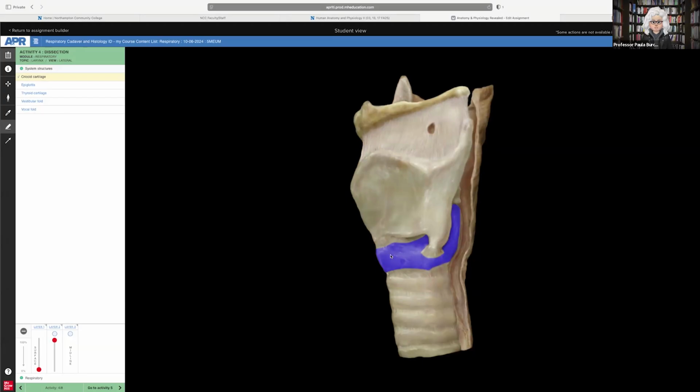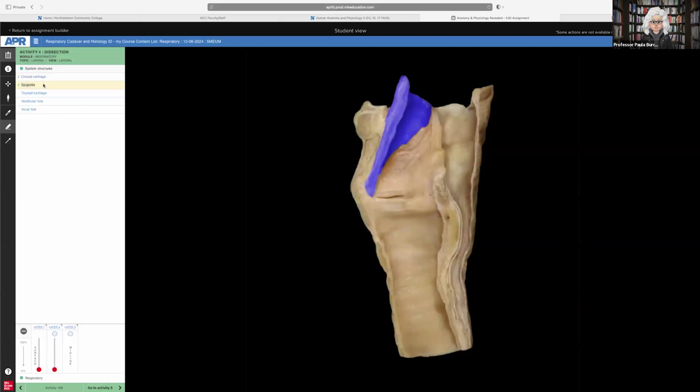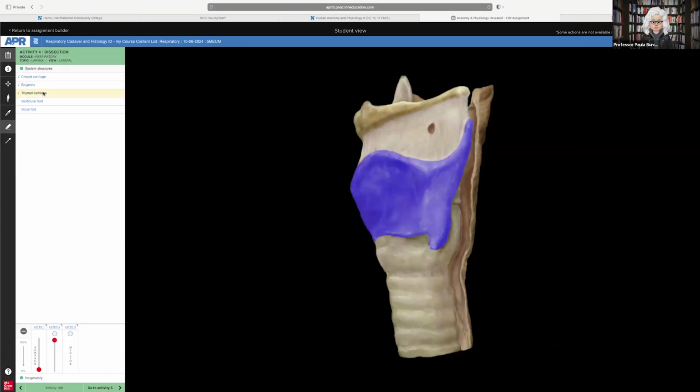Remember, we looked at it from the anterior view. You'll notice that when you get to the posterior side, it's going to get thicker, or wider, I should say. There is the epiglottis again. The epiglottis covers the opening to the larynx. The opening is called the glottis. There is your thyroid cartilage again.